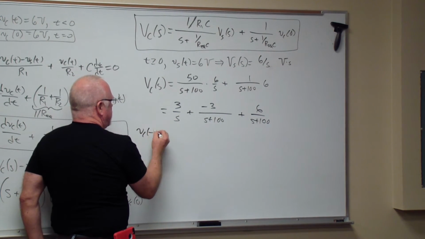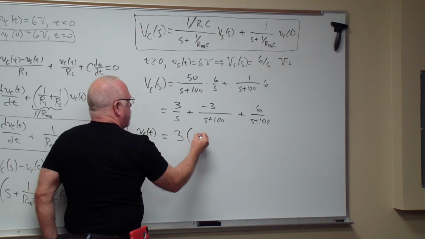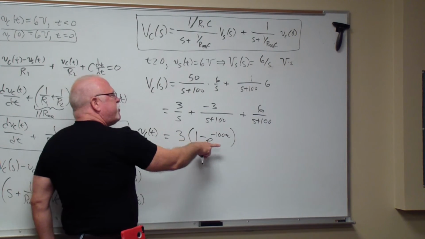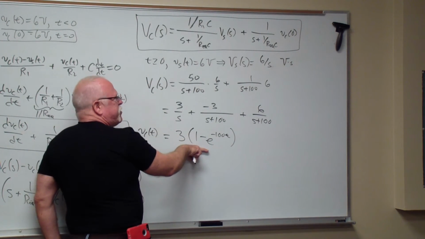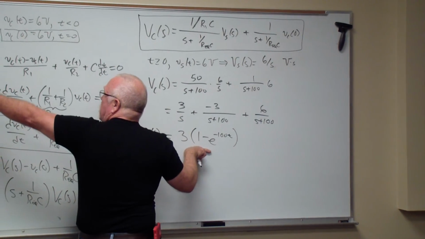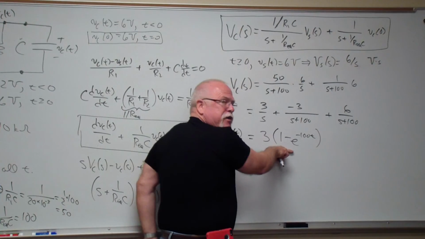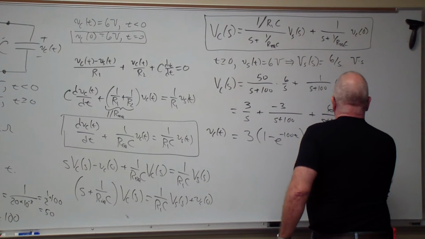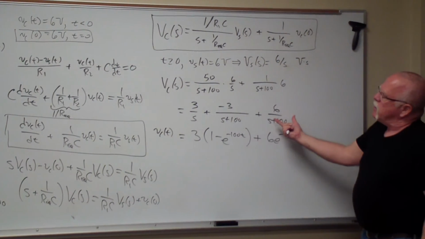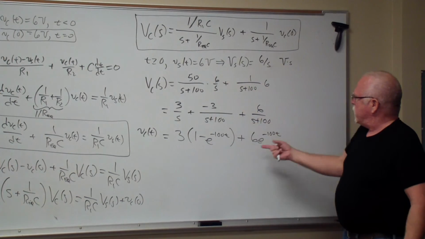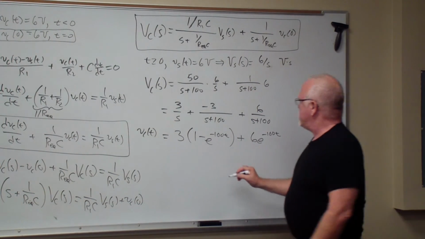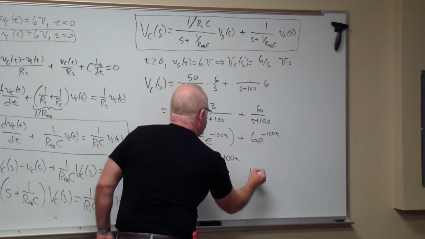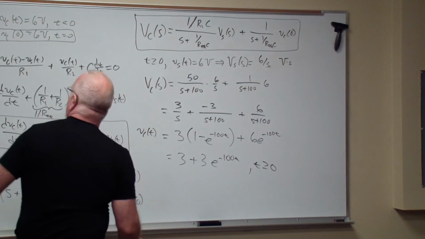So Vc of t is 3 times 1 minus e to the minus 100t, that's the zero state response that comes from turning the input on, and you'd get that if the voltage across the capacitor had been equal to 0. And then over here we get 6 e to the minus 100t, which is a zero input response that you would get if the capacitor had been charged up to 6 volts and you just let it go and didn't have any input. But you can put those together and get 3 plus 3 e to the minus 100t. And that's all good for t greater than or equal to 0.